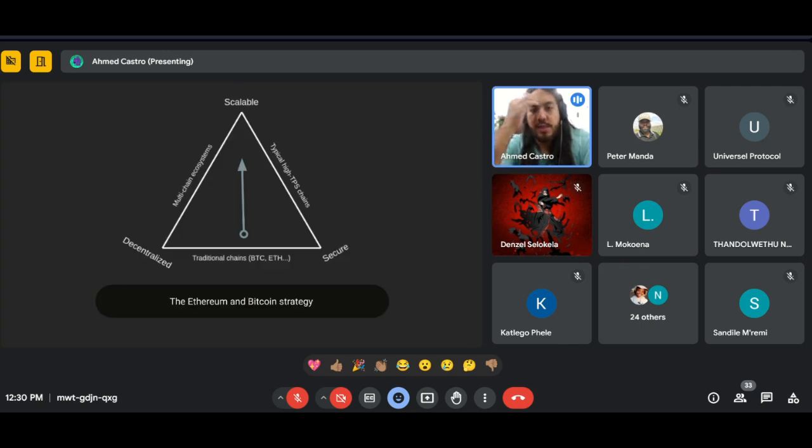Of course, the problem is what Ethereum and Bitcoin focus on. The trilemma is that if you focus on two of them, you might sacrifice the other one. So Ethereum and Bitcoin focus on decentralization and security, and they have so far sacrificed scalability. And why did Ethereum and Bitcoin take this strategy?